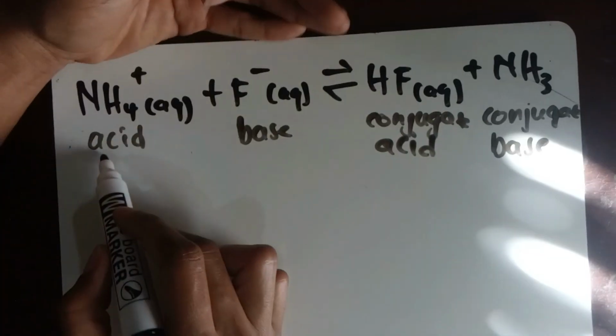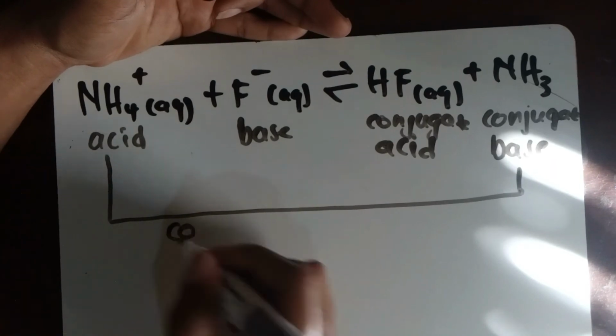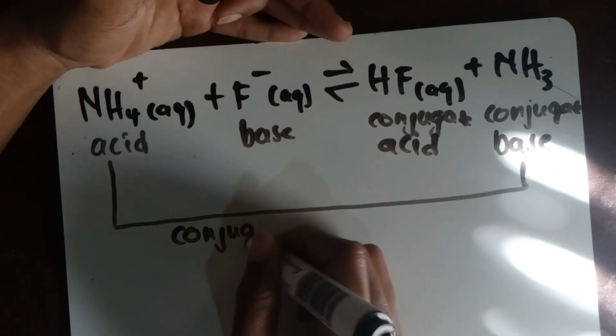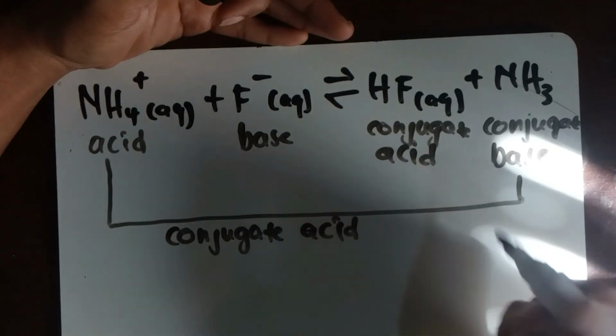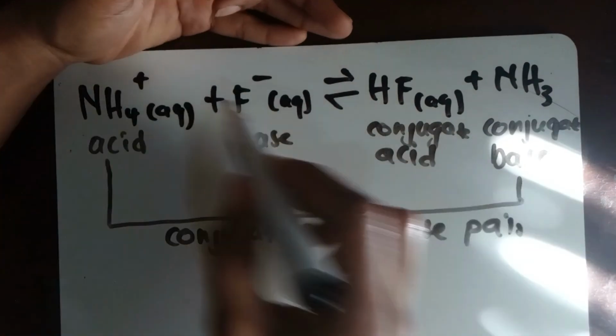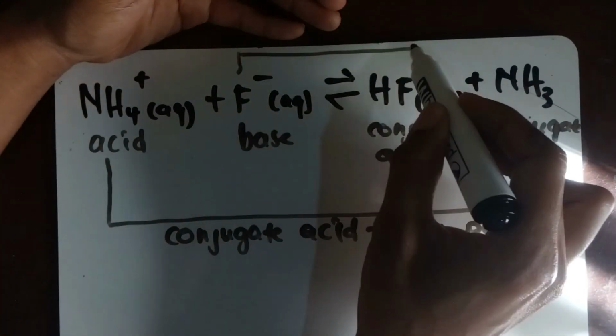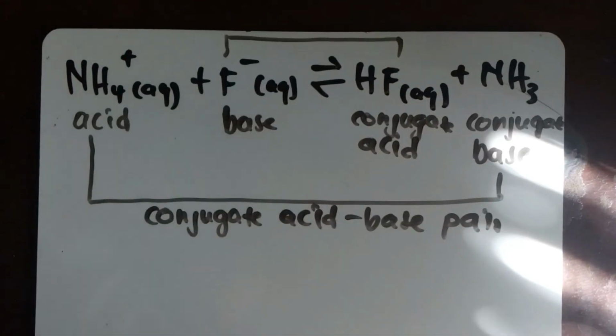Hence, NH4 plus and NH3 will form a conjugate acid base pair. The same thing with F minus and HF, right? So I'm hoping that actually cleared up any misunderstanding with respect to identifying conjugate acid base pairs.